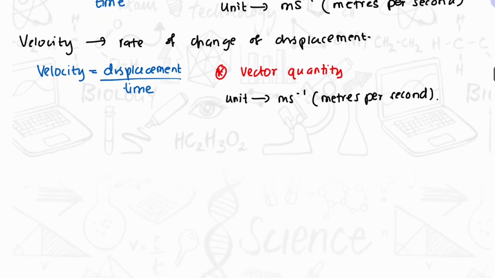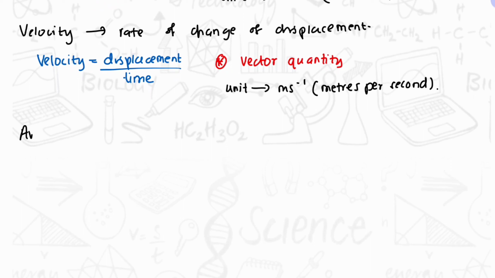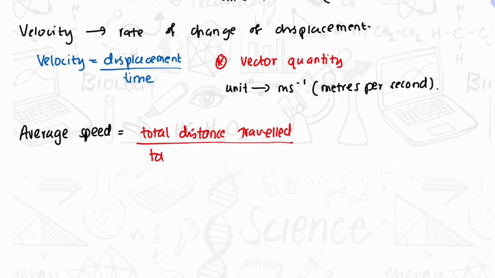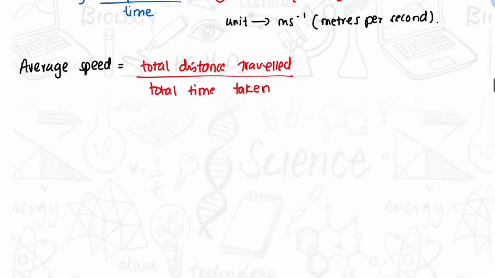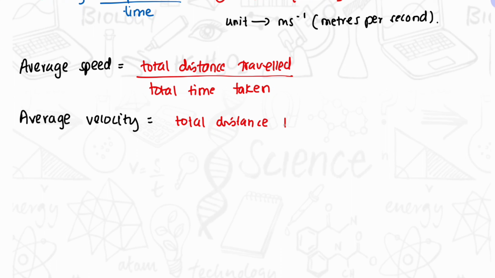We also have average speed and average velocity. Average speed is equal to total distance traveled divided by total time taken, and average velocity will be total displacement divided by total time taken.